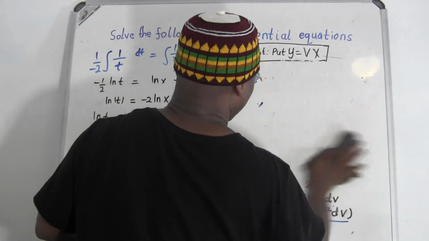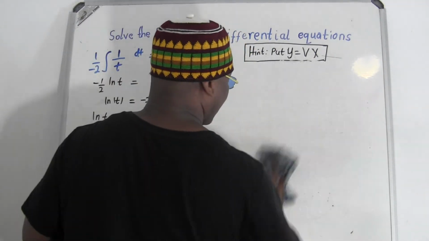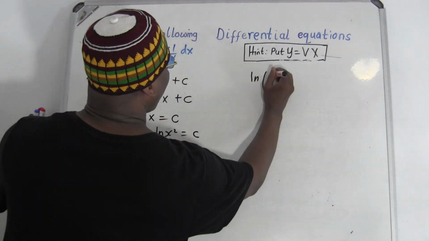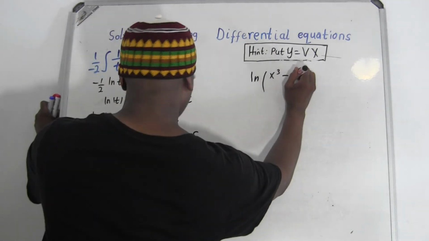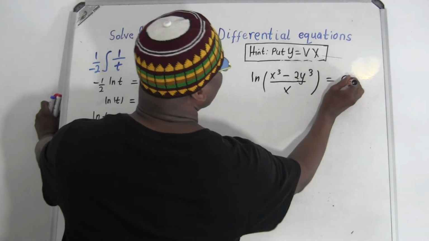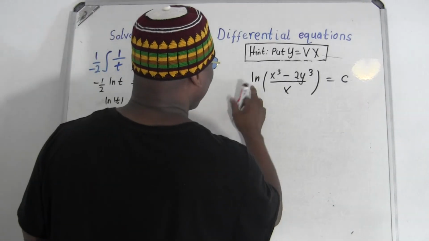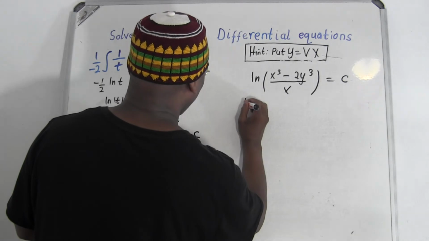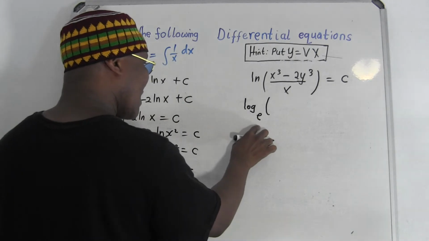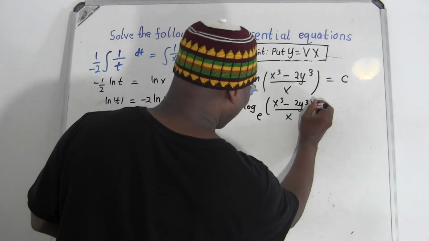So then we say ln of x cubed minus 2y cubed over x equal to c. But we have the law of the logarithm. When you say ln of something, if I replace ln here, I can say it equals log base e of everything. So ln is the same as log base e of whatever you have: x cubed minus 2y cubed over x equal to c.